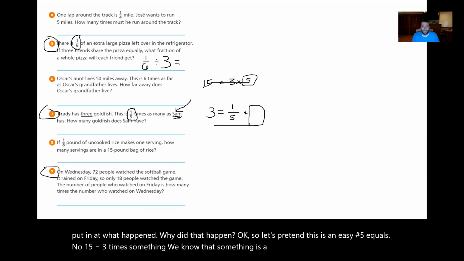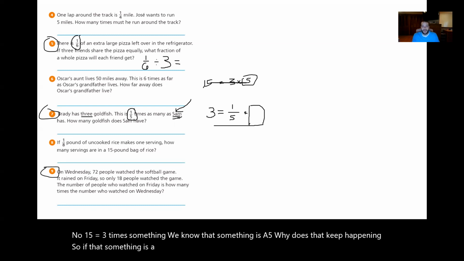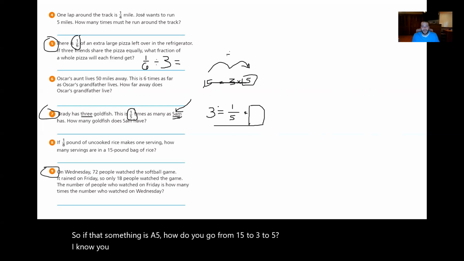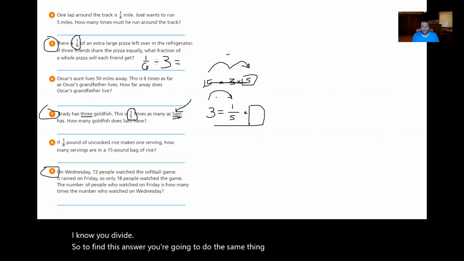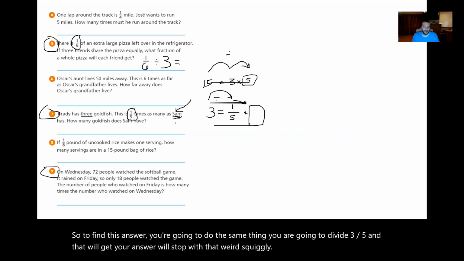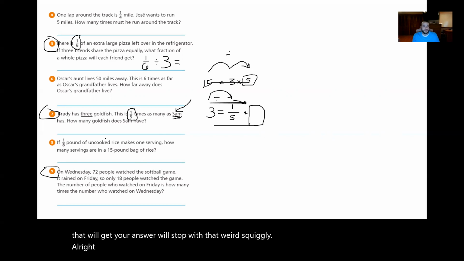So if that something is a 5, how do you go from 15 to 3 to 5? Oh, I know, you divide. So to find this answer, you're going to do the same thing. You are going to divide 3 divided by 5, and that will get your answer. All right. Once again, I'll check that in your Zoom.